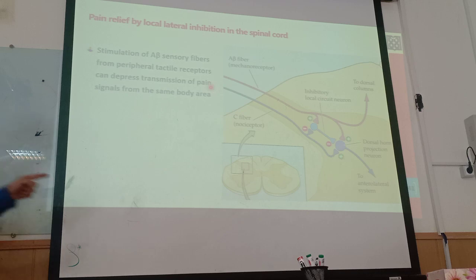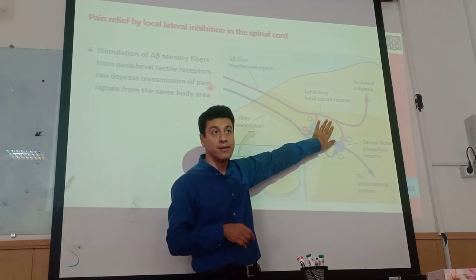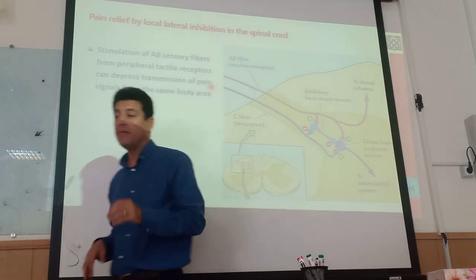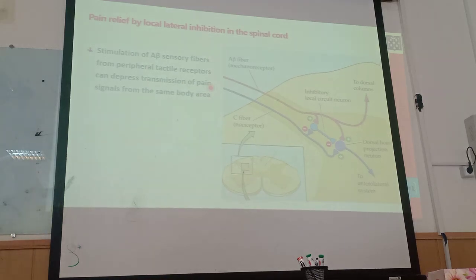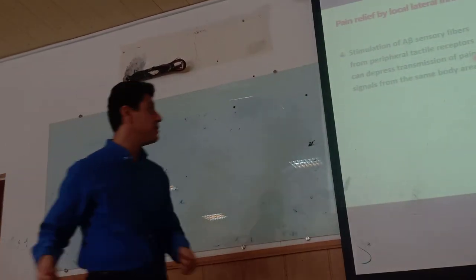Okay, so we call this lateral inhibition again. So lateral inhibition is a mechanism for relief of the pain by massaging the skin, and also is another mechanism for sharpening the signals in the touch system for two-point discrimination. You remember? Lateral inhibition.